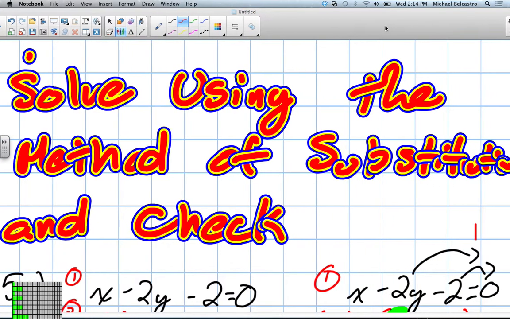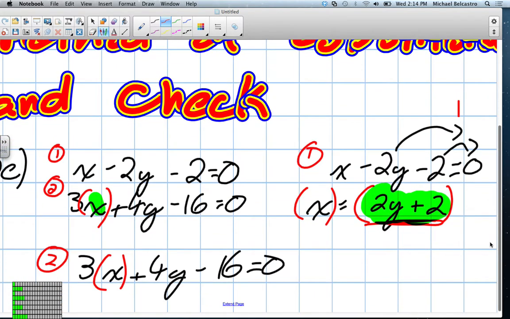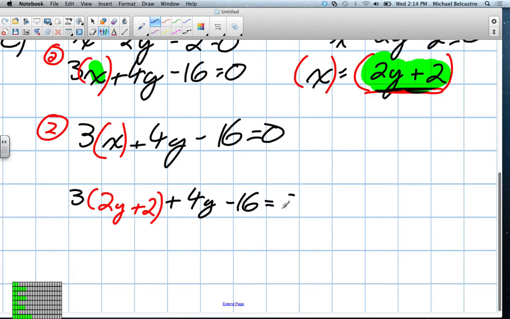Oh, sorry. That zoomed in way farther than I thought it would. There we go. So we're going to replace that now. We're going to get 3, and I'll write in red what we replaced x with. Well, we replaced x with 2y plus 2. Then the old equation is still plus 4y minus 16 is equal to 0. I've substituted this value in for the x. That's what they mean by substitution.